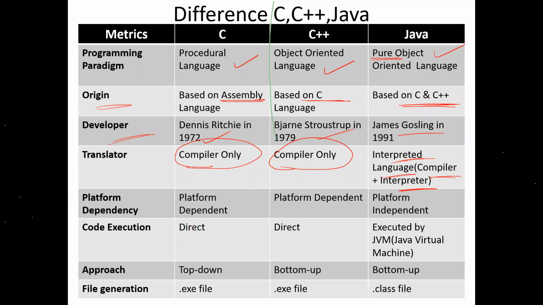In terms of platform dependency, we have already discussed: C is platform dependent, C++ is platform dependent, but Java is platform independent, because of the class file and because of the JVM. For code execution, in C and C++ the code is executed directly by the operating system. But in Java, you require the virtual machine, the JVM, and through the JVM we are able to execute the code. For approach, C follows the top-down approach, but Java and C++ are both object-oriented, so they follow the bottom-up approach. For file generation, we get an .exe file in C and C++, but in Java you see a .class file. This is a main difference. You need to observe and understand this.